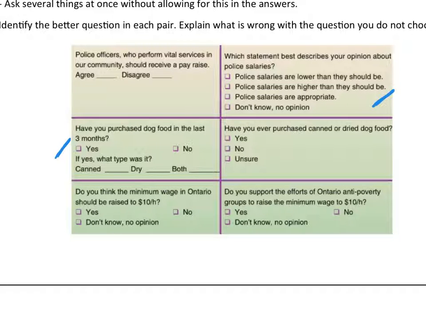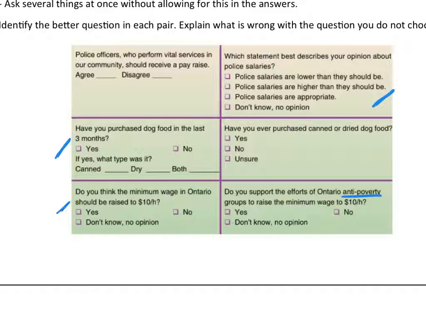And the last one: do you think the minimum wage in Ontario should be raised to $10? Obviously, this is a little old. Yes, no, don't know, no opinion. Or: do you support the efforts of Ontario anti-poverty groups to raise the minimum wage to $10? In this one, it tells you it's anti-poverty, so it's making you think that the group is against poverty and that $10 is too low. And so it's kind of biasing you to say yes. So be careful of that.